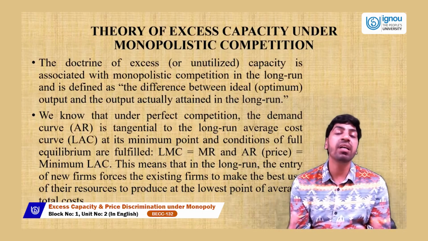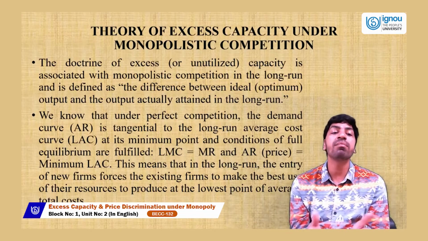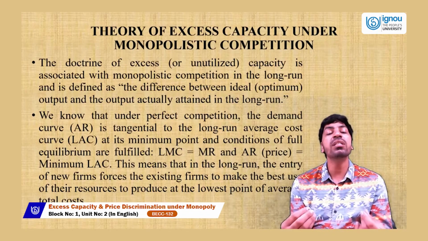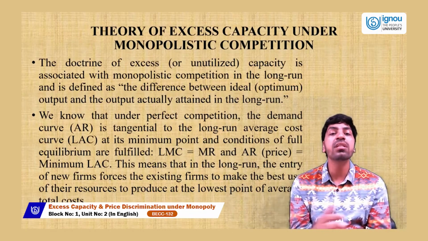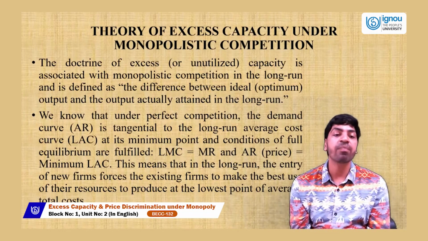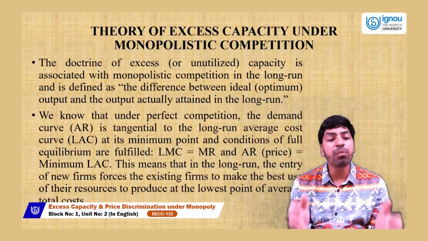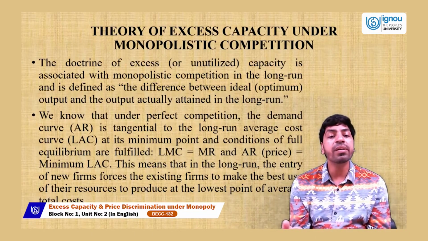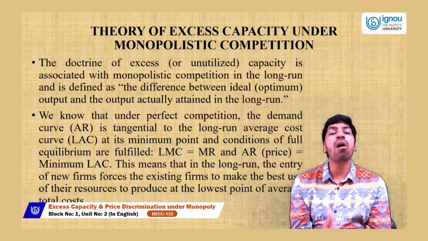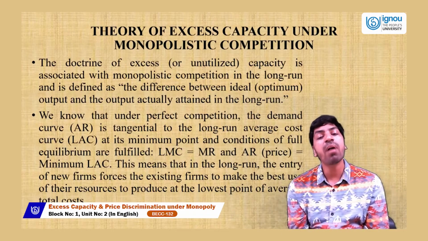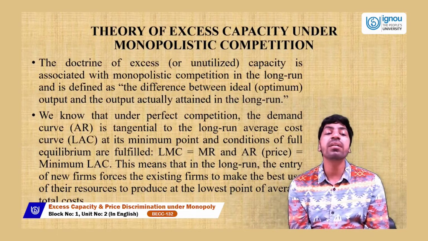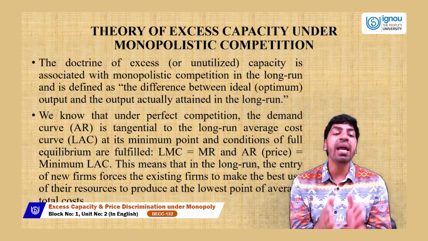As we are well aware, under perfect competition, the demand curve is tangent to the long run average cost curve, which is the full equilibrium condition in the long run period. So under monopolistic competition, in the long run, the same equilibrium condition has to be fulfilled. That is, the long run marginal cost is equal to marginal revenue, and average revenue, which is equal to price, is equal to the minimum LAC.